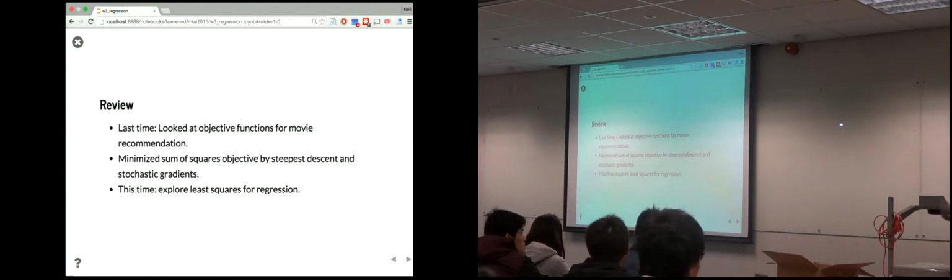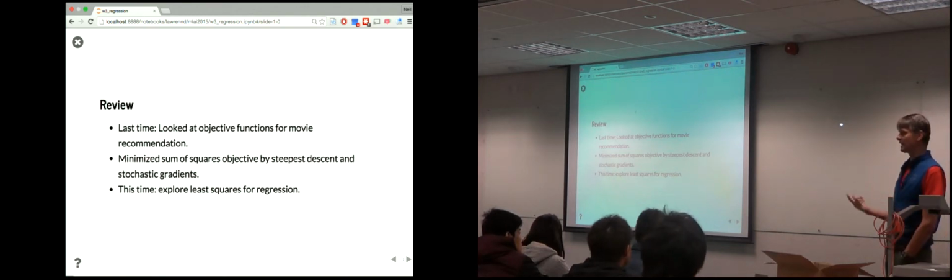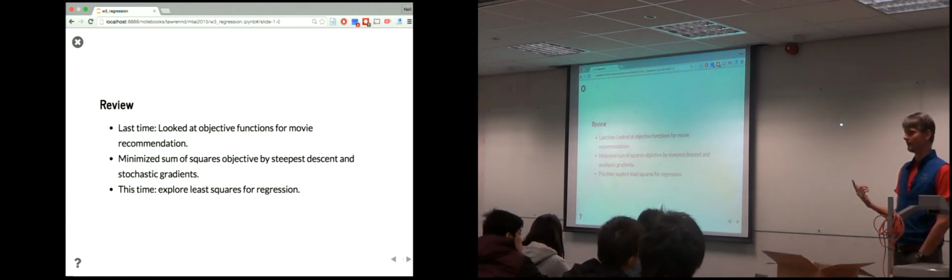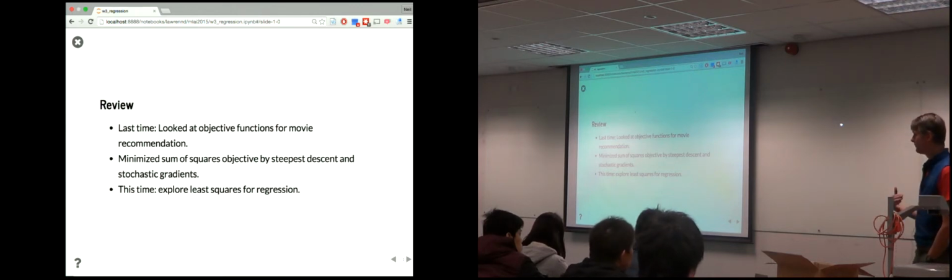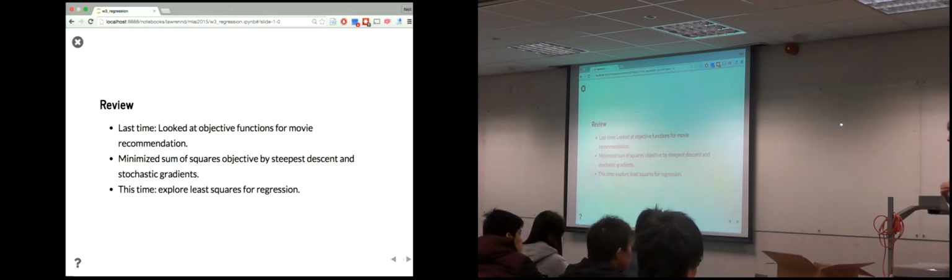But this time we're going to explore a more classical least squares and fixed point updates. So last time we looked at gradient descent and stochastic gradient descent as ways of maximizing the likelihood or minimizing the error function. But this time we're going to look at fixed point equations. So these are update equations that take us straight to the solution.